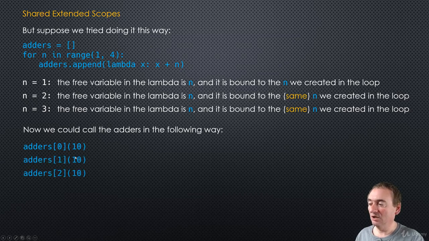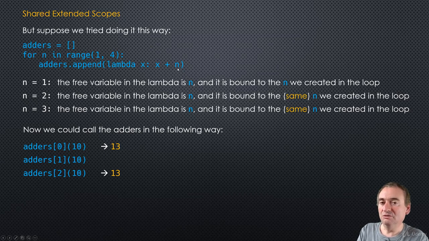I can call the closures this way, because I've got my three closures in the adders. When we call the last one, we get 13 back, 10 plus 3, that's what we expected. But if we call the first one, we also get 13. Why? Well, n was changed to 3 in the very last iteration. So now all the n's are pointing to one cell that points to 3, because we changed it to 3 when the last iteration ran.